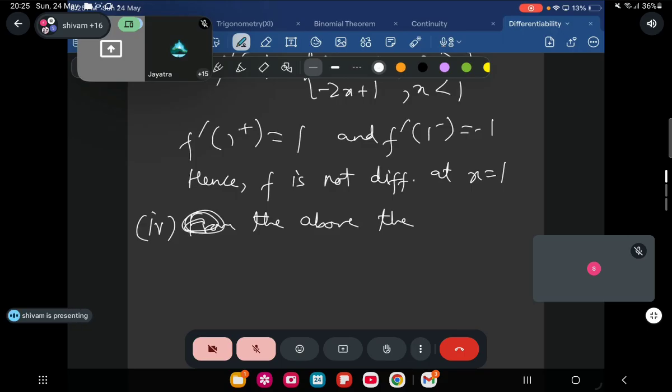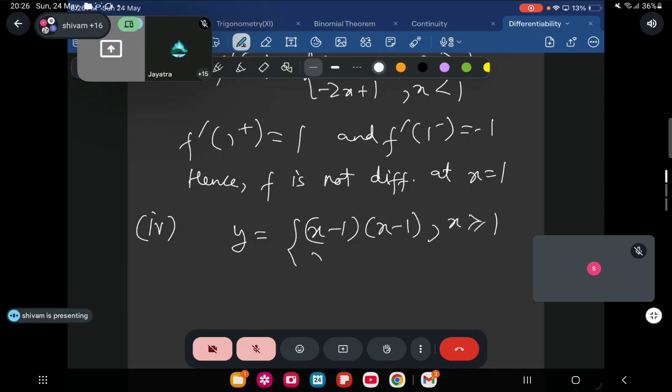I didn't do it for y equal to x minus 1 into mod of x minus 1, right? Y equal to x minus 1 into mod of x minus 1. This will be x minus 1 into x minus 1 when x is greater than or equal to 1, and x minus 1 into 1 minus x when x is less than 1.